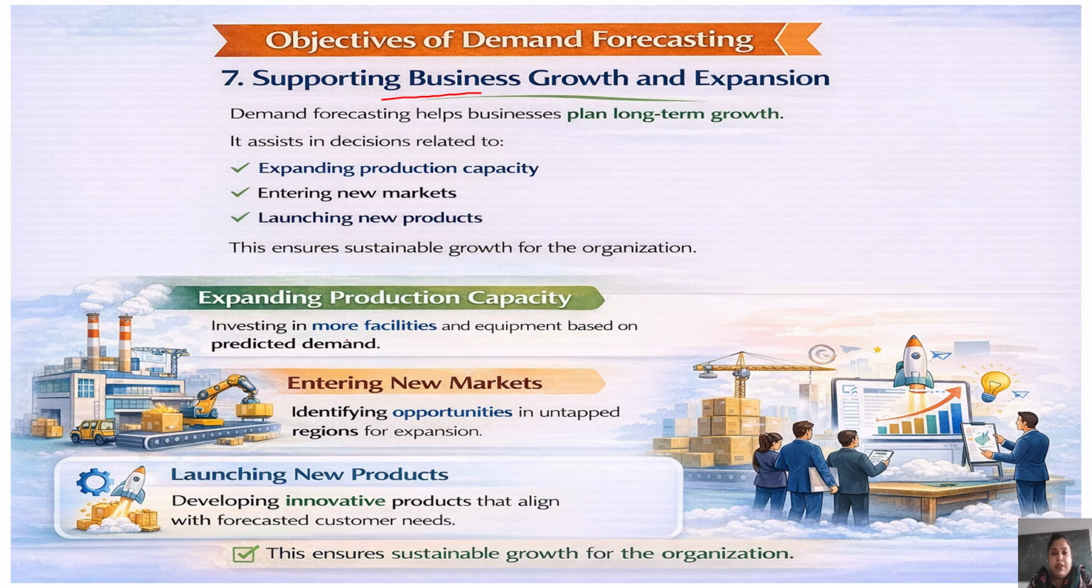So investing in more facilities and equipment based on predicted demand, as we know that future demand for goods is important, so we can expand our production capacity. So entering new markets: as we know, as a rational thinker, if there is a new commodity which will be useful for the market in the future demand, what we do, we will enter the new market to identify the opportunities in untapped regions for expansion. Here we have to launch new products, developing innovative products that align with forecasted consumer needs. So here this ensures sustainable growth for the organization.